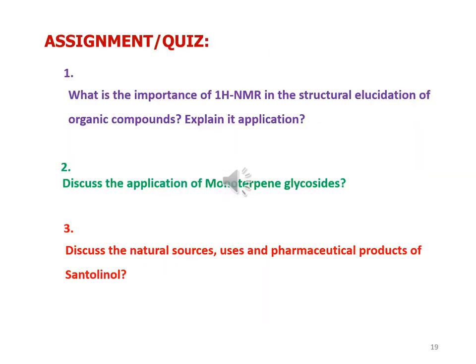The assignments for this class session are: first, what is the importance of proton NMR spectroscopy in the structural elucidation of organic compounds? Explain its applications. Second, discuss the applications of monoterpene glycosides. And third, discuss the natural sources, uses and pharmaceutical products of centrolinol.